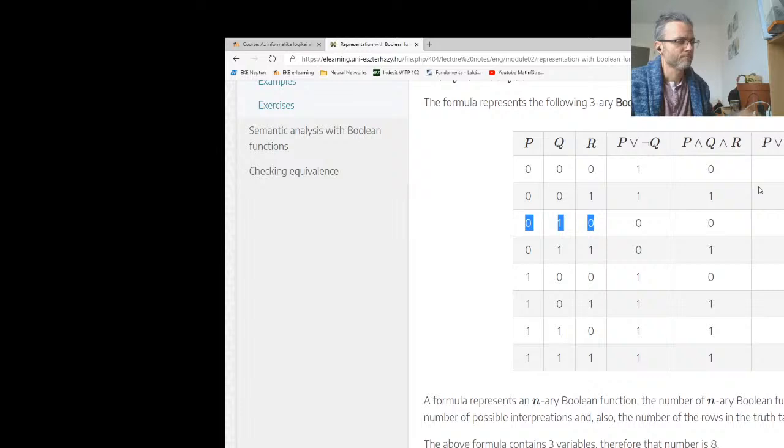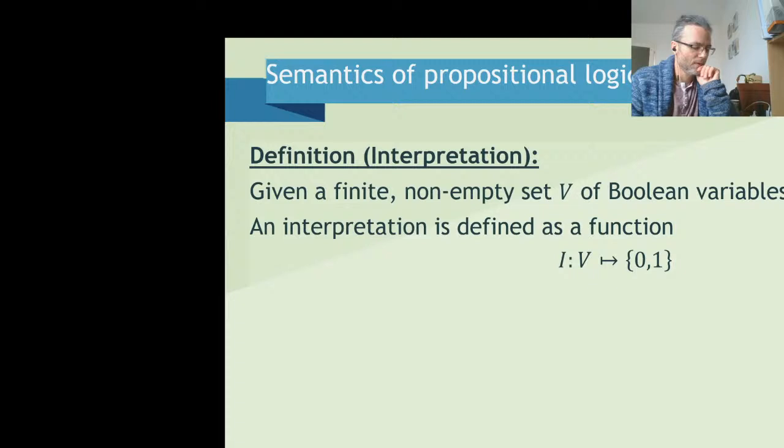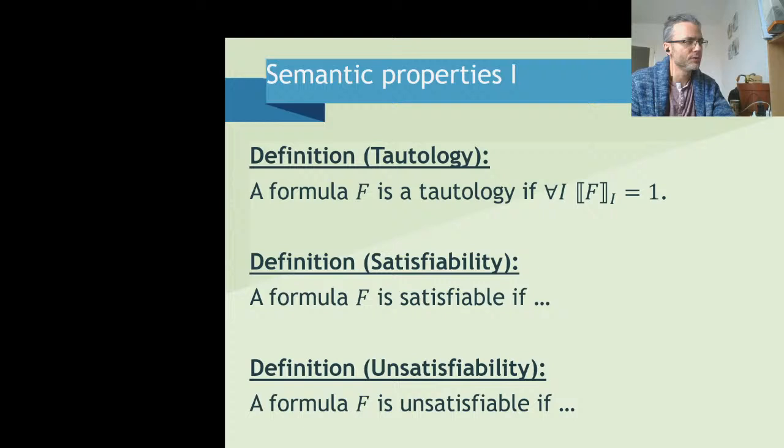Right. But everything is discussed here at the end of the page. Okay, and after we define the interpretation, here we use this concept in the definition of those semantic properties.